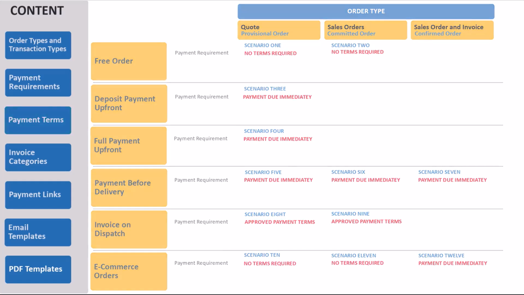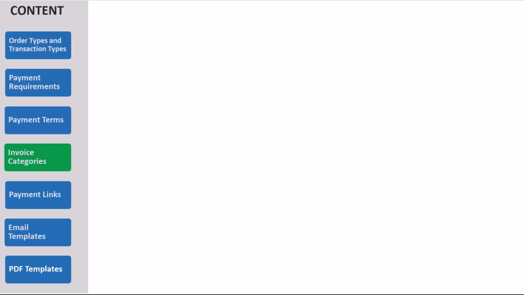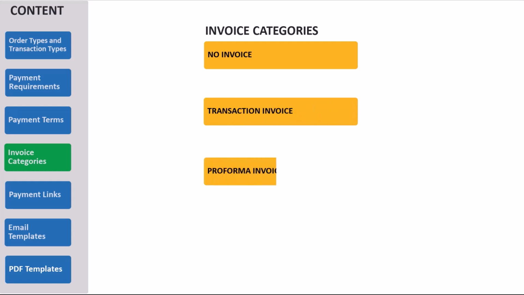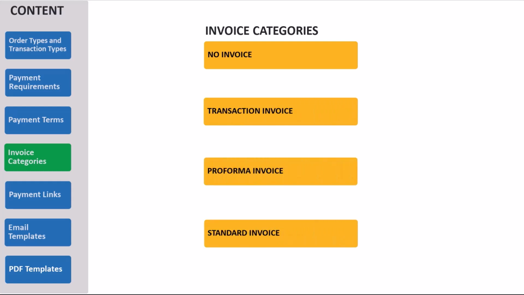Next, we are going to look at the invoice categories. You have a few types of invoice categories: no invoice, transaction invoice, Proforma Invoice, and standard invoice. Let's understand a bit more about these.